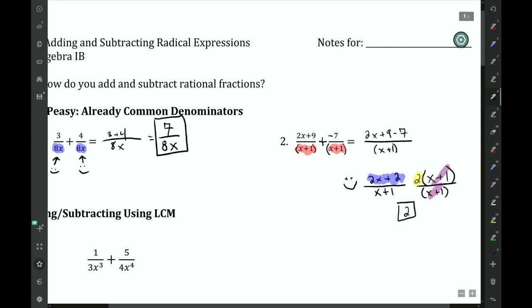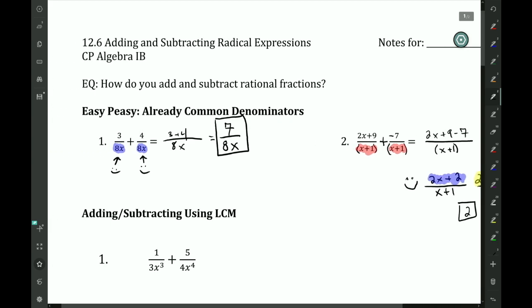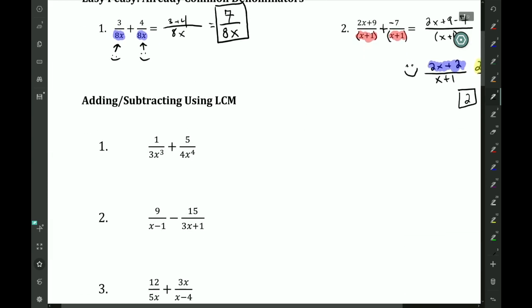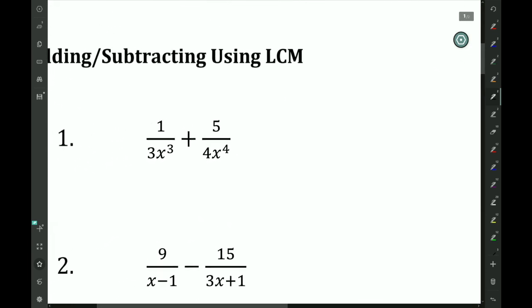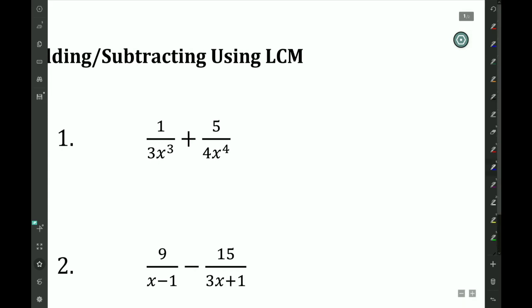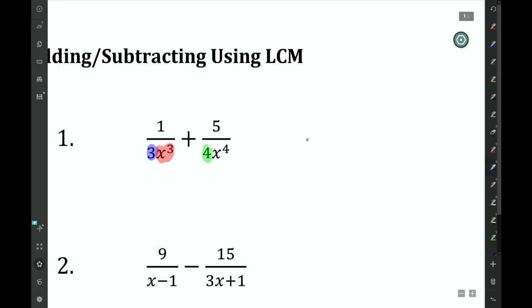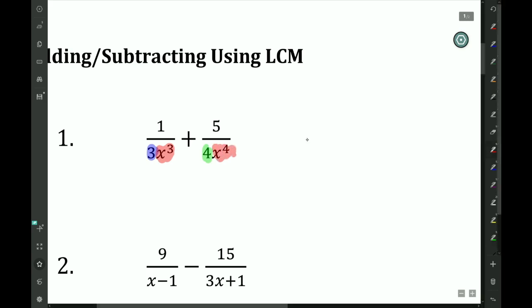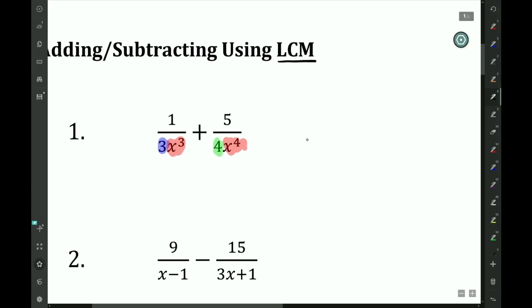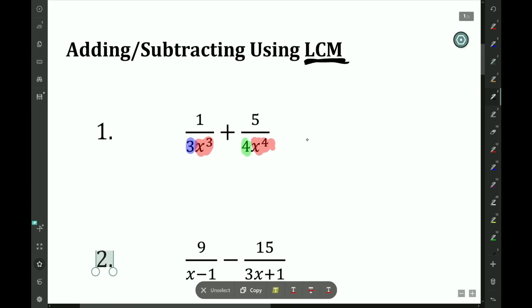Now, easy peasy, because we already had the same like denominator, but what we might have to do is find the LCM in order to add. So here, these are different, okay? 3x to the third, we have a 3. Here we have a 4, we have an x to the third, and here we have x to the fourth. Okay, we have lots of different things going on here. So I'm going to show this in one way here, okay? We have to find the least common multiple, or the LCD, least common denominator.